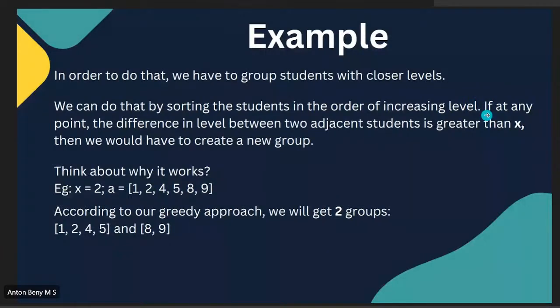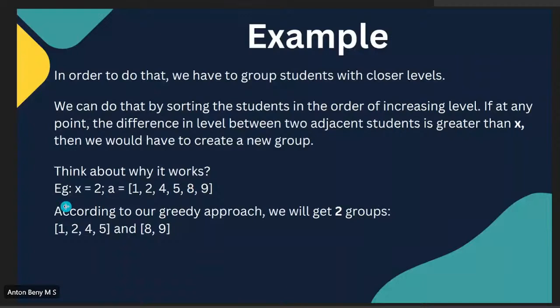If at any point the difference in level between two adjacent students is greater than x, in that case we would have to create a new group, because there's no way we can accommodate that person in the current group, because the difference in level is greater than x. So look at this example: 1, 2, 4, 5, 8, 9. This is already sorted, and let's say x equals 2.